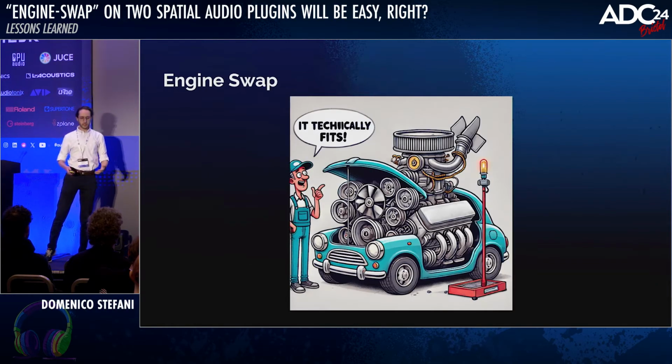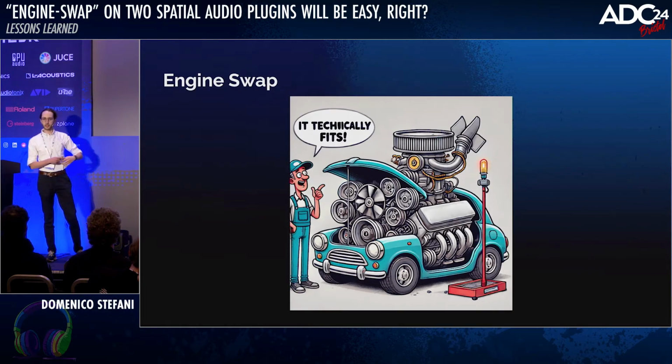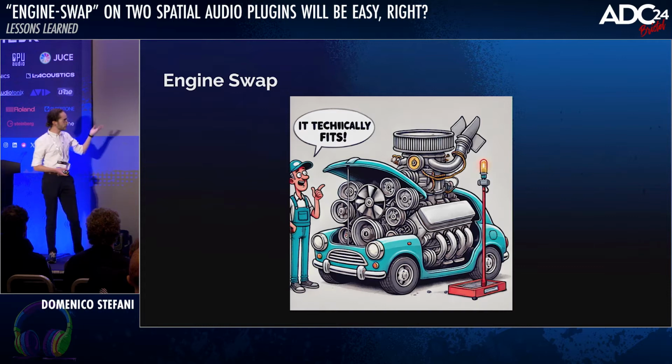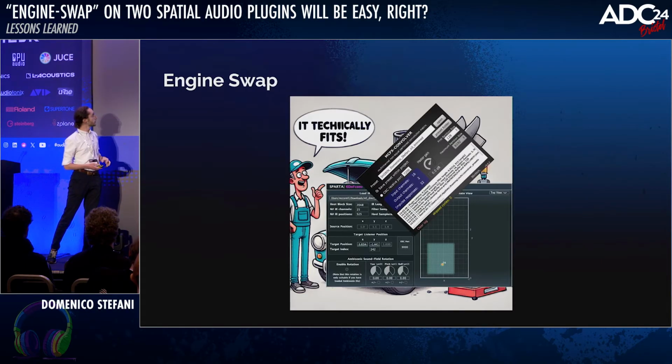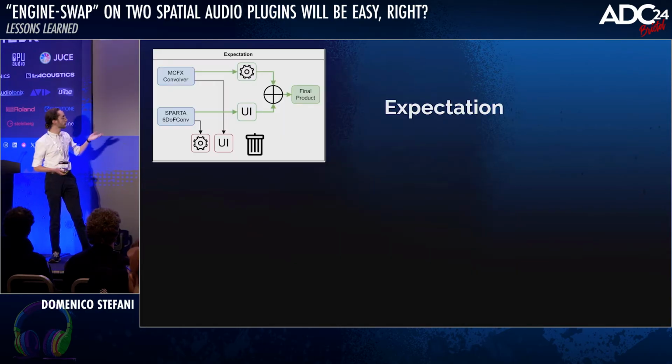So I was basically asked to do some kind of engine swap, what people sometimes do with cars. They take a big engine and put it in a small, light car. As it happens with those things, it's not always easy because you end up having things that don't match. So it was really something like that, because SPARTA was really good with this 6 degrees of freedom navigation, but the engine was only mono input and also not as optimized as the other one.